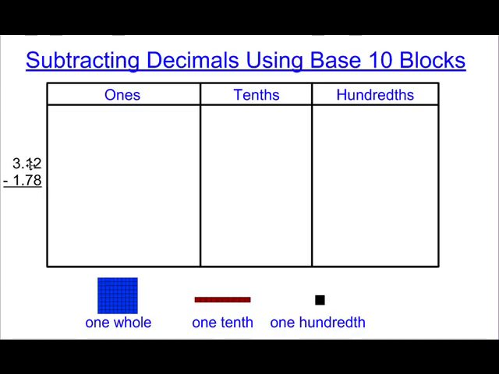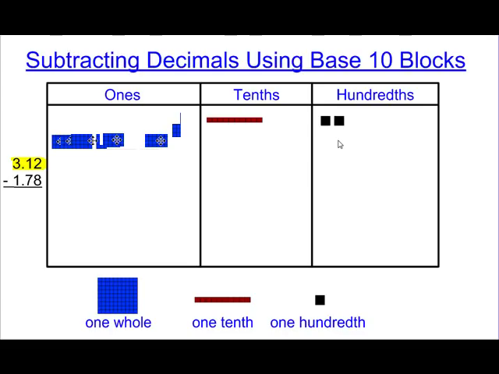Alright, so the first step that we're going to do is map out the first number using base 10 blocks. So I want to represent 3 and 12/100ths using base 10 blocks. Because I have 3 ones, I'm going to put 3 flats in the ones column. I have 1/10, so I have 1 rod in the tenths column. And I have 2 hundredths, so I have 2 small cubes in the hundredths column.